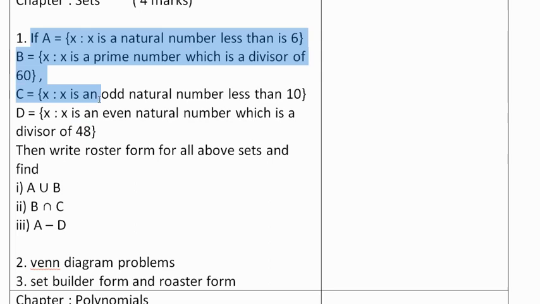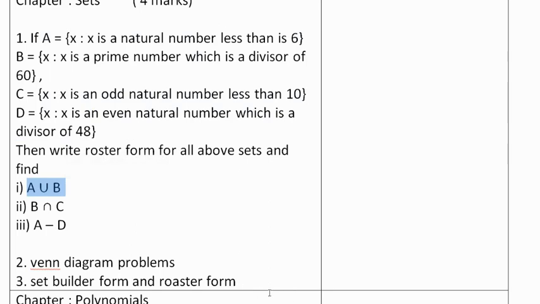So first we have to convert this set builder form into roster form, then find A union B. We all know that A union B is nothing but the combination of elements in A and B put together, we will get A union B. A intersection C means the elements which are in B and C which are common. I mean the elements which are common in both B and C is nothing but the intersection. A minus D: when we subtract two sets, students, common elements cancel and the elements which are remaining in the first set you have to write.